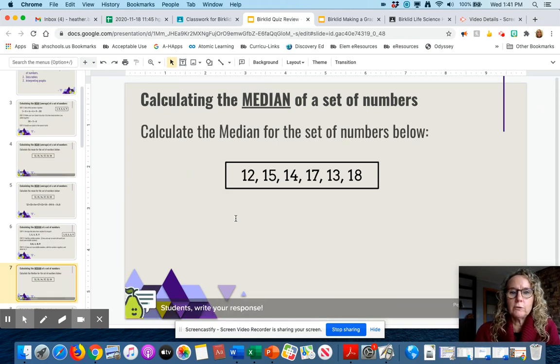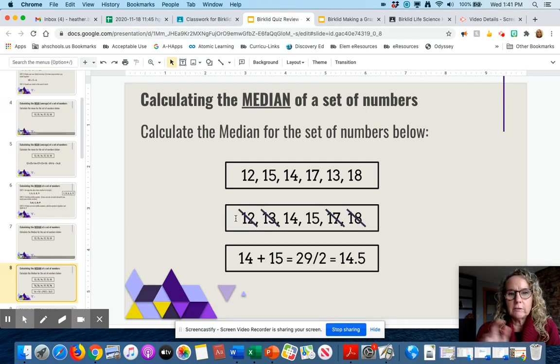So I would like you to do that for this set of numbers. Find the median. This one's kind of a trick because there are 6 numbers. So you have to remember, when we talked about this before, that you have to put them in order and then cross them out. When you get to the middle, you have 2 numbers that remain because there's an even number of numbers here.